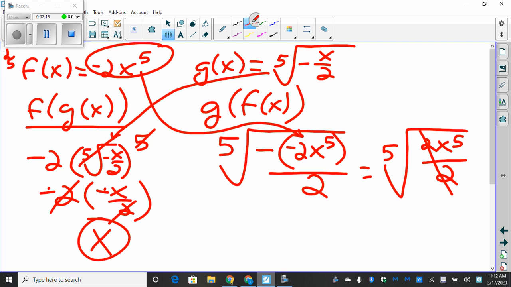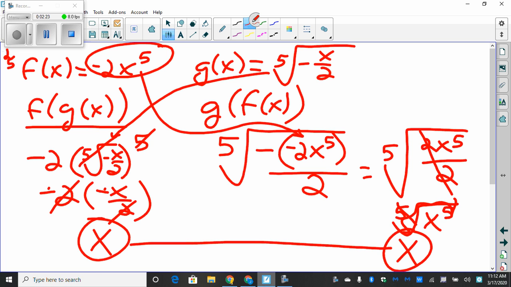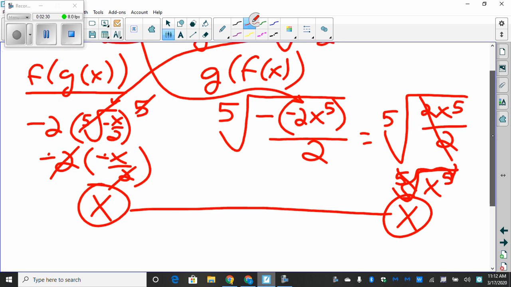Well, the 2's will cancel. So I'd be left with the fifth root of x to the fifth, which of course will just cancel out, and that'll give me x. So they both equaled x, therefore they are inverses of one another. Okay, now I'll go down to 32.